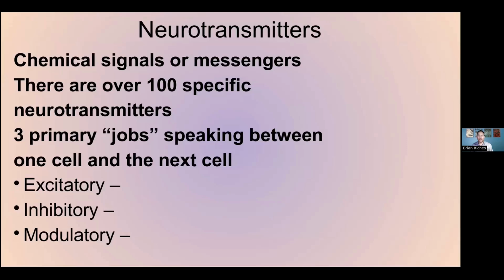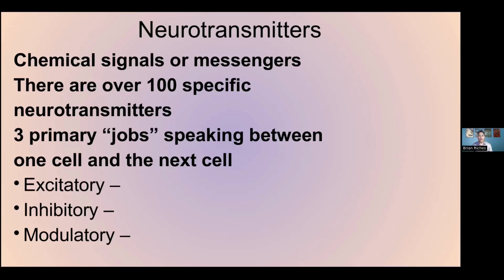Neurotransmitters are the specific chemicals that we send as signal messengers across the neurons and across those synapses. There are 100 specific neurotransmitters, but they're all basically different variations of 8 basic neurotransmitters. So those 8 neurotransmitters and 100 specific neurotransmitters have 3 primary jobs, and those are either excitatory responses to the next cell, inhibitory responses to the next cell, or modulatory responses to the cells around them.